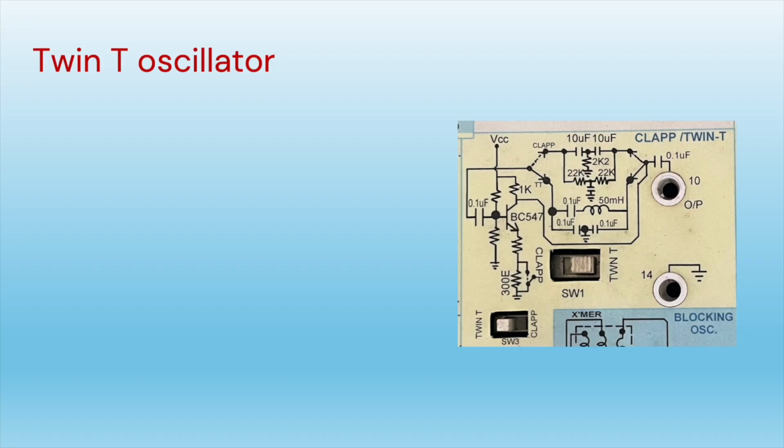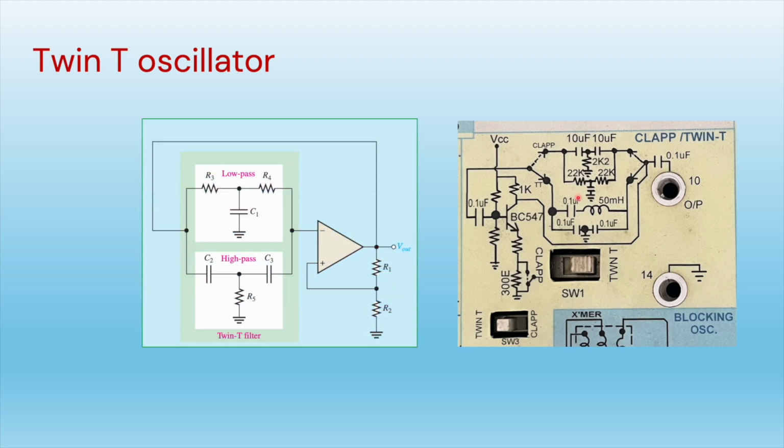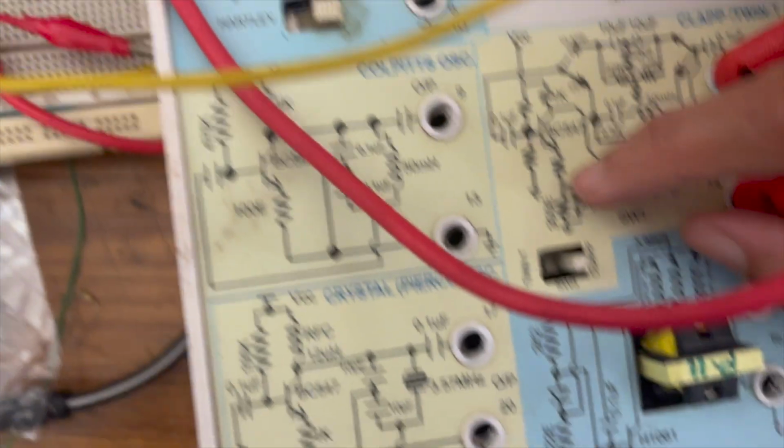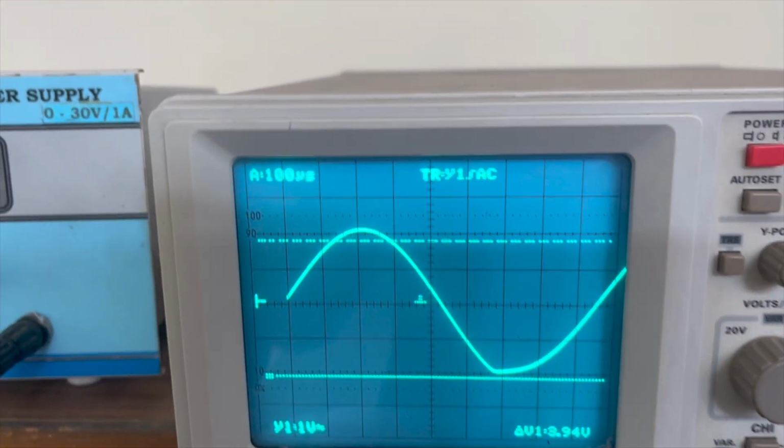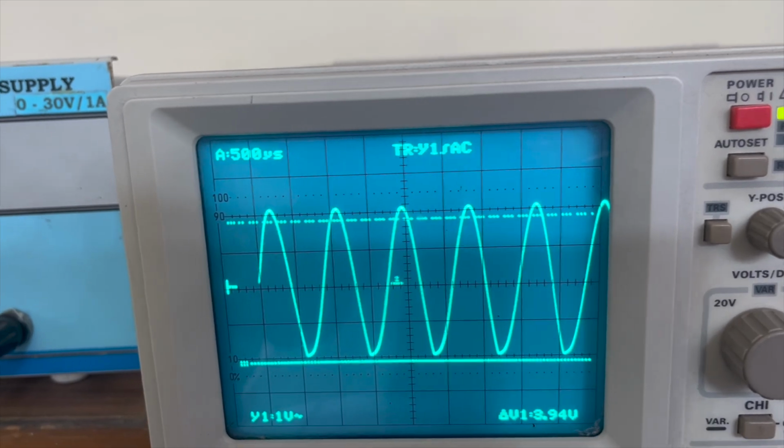The second oscillator is twin-T oscillator, and this experiment will be performed on the oscillator kit. In twin-T oscillators, we have two RC circuits. One is low pass and one is high pass. You can observe here two resistors and a capacitor, two resistors and a capacitor, two capacitors and a resistor, two capacitors and a resistor. So this is the feedback circuit which is used in twin-T oscillators. We'll simply switch on the power and we'll observe the output of this oscillator at this position. We have to change the switch position for twin-T, and the oscillator output is obtained on the CRO.